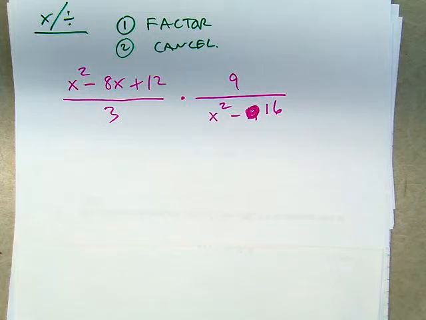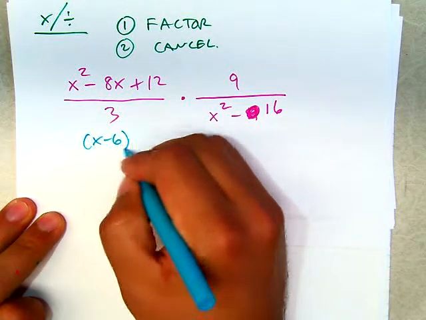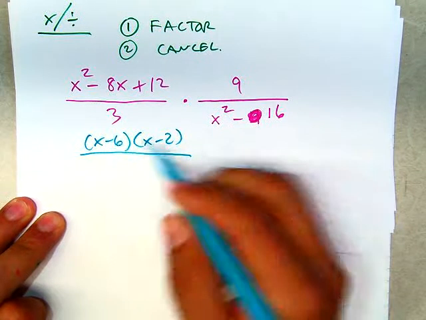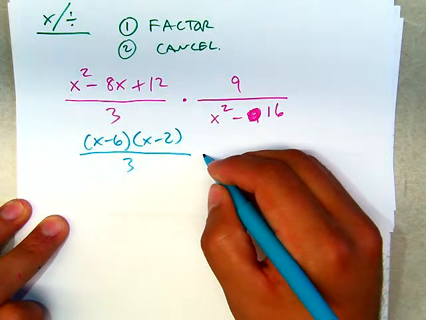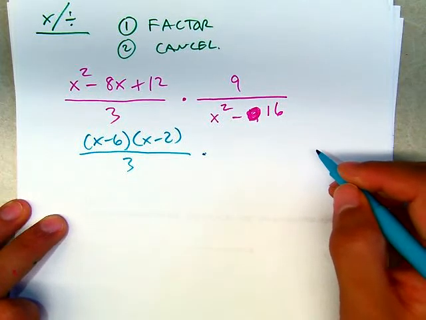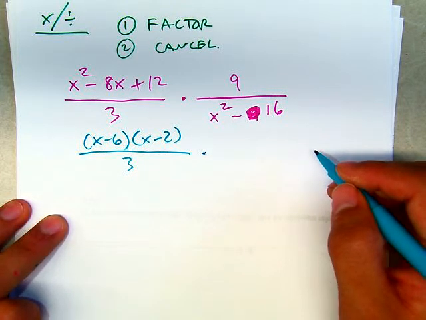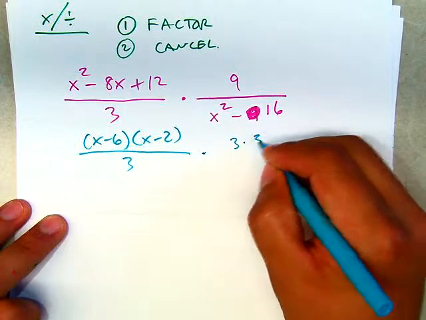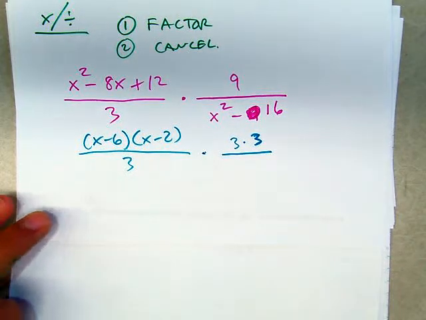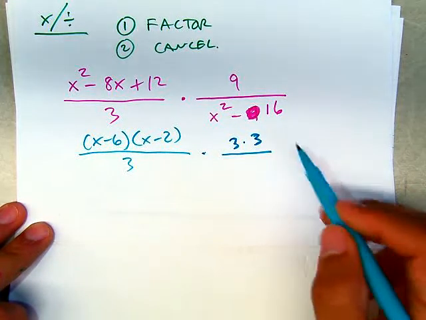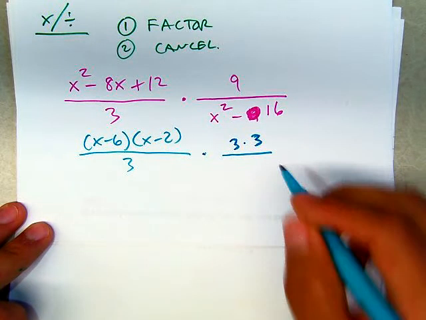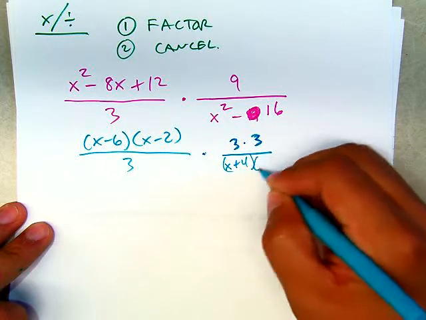Okay. Who can factor the first fraction for us? Go ahead. x minus 6, x minus 2. What about 3? Can we factor that? 3. That's good. What about 9? Some would argue just leave it. I also argue, well, you could write 9 as 3 times 3. You don't need to, but you certainly could. What about x squared minus 16? x plus 4, x minus 4.